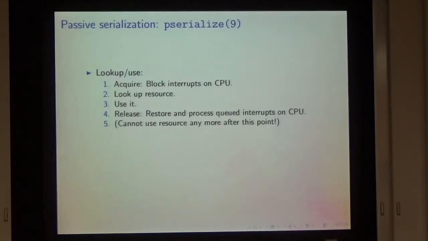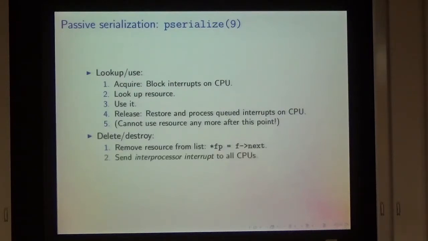Now, the reason that we're blocking interrupts is that to destroy a resource, we first remove it from the list, so no new users can acquire references. And this is a common theme. First, prevent new references from appearing. Then, wait for existing references to drain, and then we can safely destroy it. So, next, we send an interprocessor interrupt, or a cross-call, to all CPUs. Each CPU calls up all the other ones and says, hey, please execute some code.